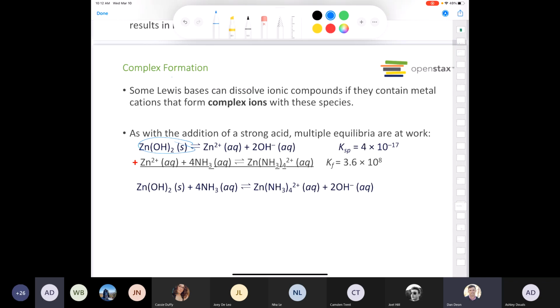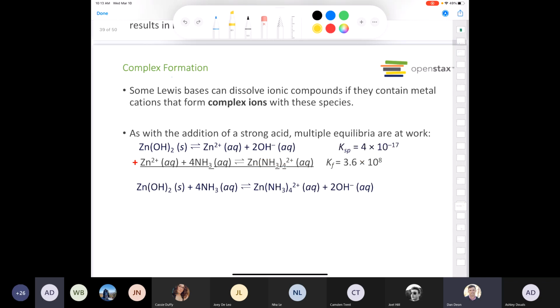So again, here's our zinc hydroxide. This time I put in the Ksp. It's really low. It's highly insoluble. What happens if you throw some ammonia in there? Well, the Kf for the formation of this zinc and ammonia cation is really high.